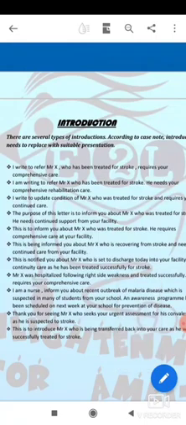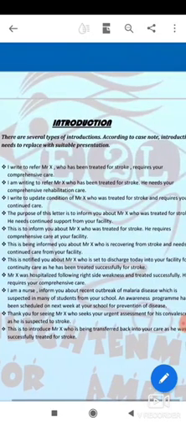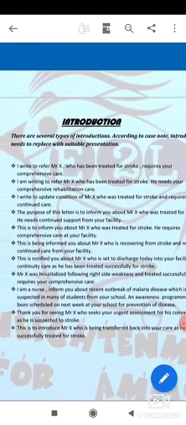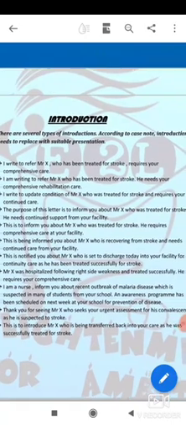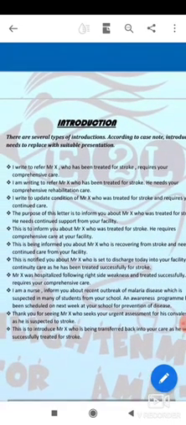You can read it: this is to inform you about Mr. X, who was treated for stroke, he requires comprehensive care at your facility. Alright, this is being informed you about Mr. X, who is recovering from stroke and needs continued care from your facility. So these three sentences are the same. Purpose of this is to inform you, this is being informed you. Okay, now we'll go with the next one.